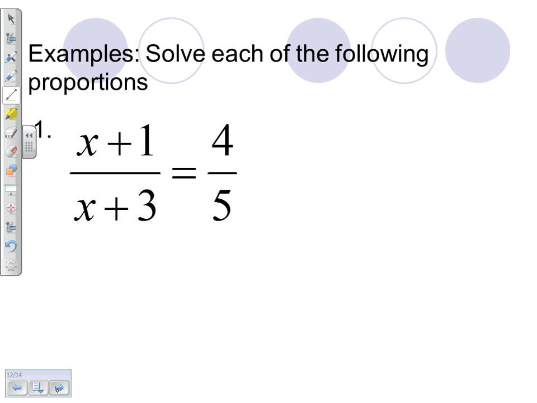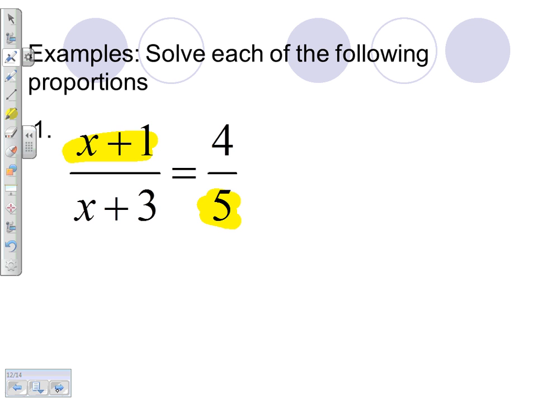Find the variable, and that's a way to check it too. You're going to find whatever variable, so in this case x, and then you have to plug it back in, we'll be able to check it, and we'll actually do that on the first one. So I've got x plus 1 over x plus 3 equals 4 over 5. It's a proportion, so what's my first step? Cross multiply. So it's going to be x plus 1 times 5, and then 4 times x plus 3.